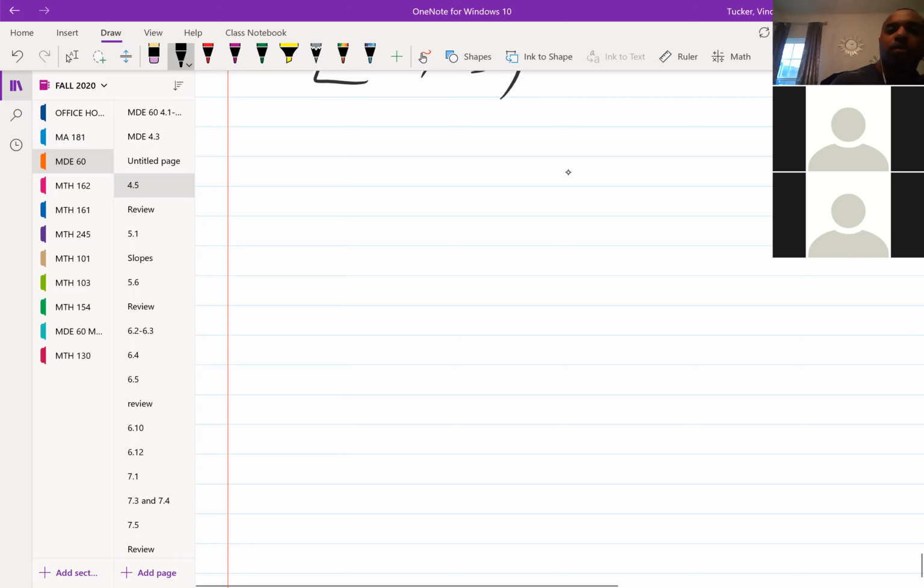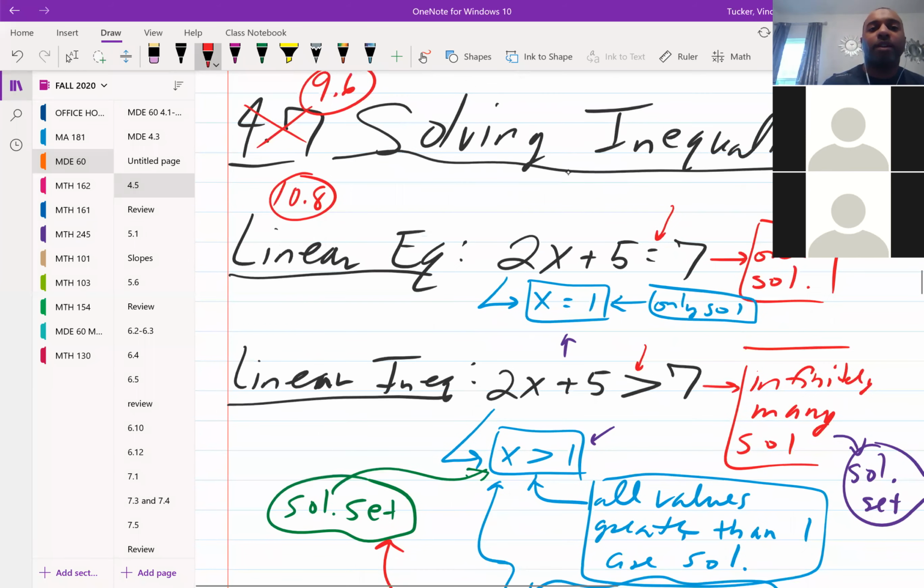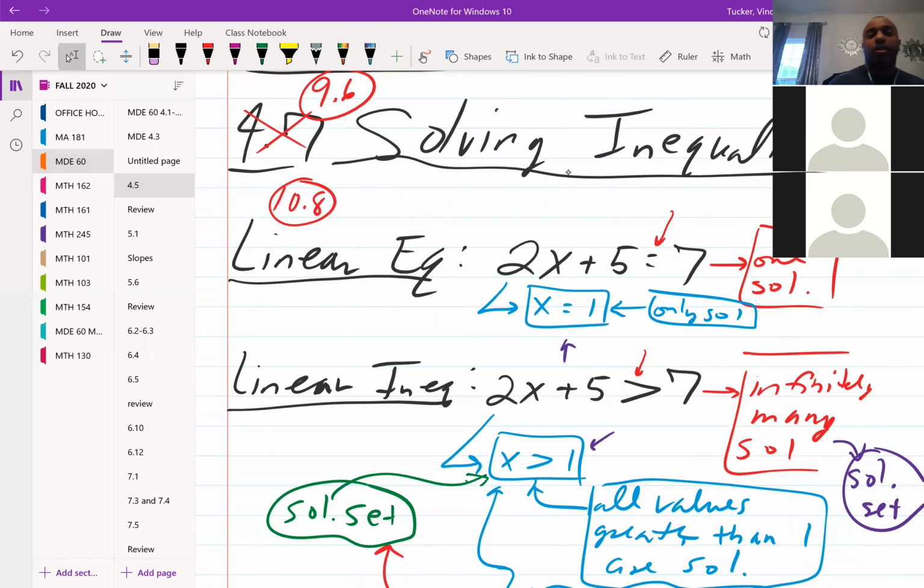All right, so of course it's not 4.7 for you guys, it is 9.6. So it makes sense to rewrite the notes if I already have them written for you guys. In the old book, remember we're doing this pilot, but in the other book it's 4.7. So it's 9.6 for you guys, solving inequalities.